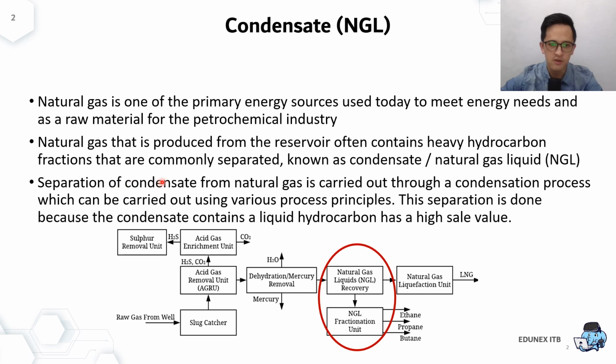Separation of a condensate from natural gas is carried out through a condensation process, which can be carried out using various process principles. This separation is done because the condensate contains a liquid hydrocarbon that has a high sell value. So this is the location of the natural gas liquids recovery: after the dehydration process, or the removal of water and other impurities such as mercury, CO2, and H2S.